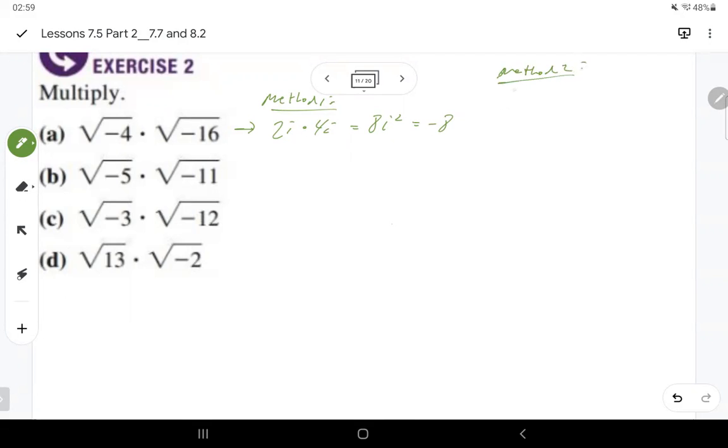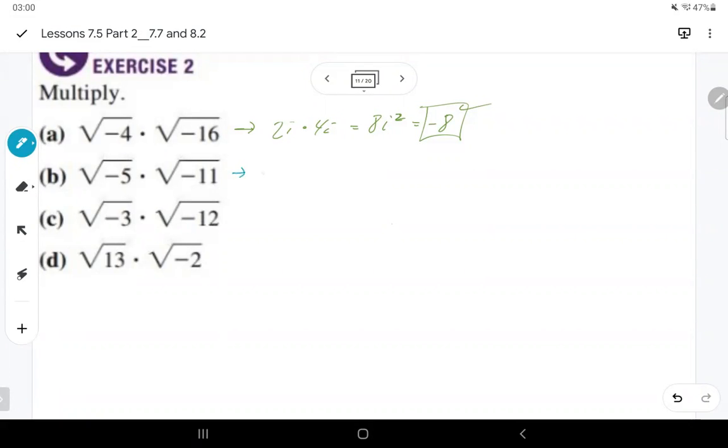A second method would be to say, well, -4 times -16 gives me a +64. Oh yeah, we can't do it that way because then that gets rid of the i. Yeah, we can't do that. We cannot do that. Okay, you have to do it this way. Otherwise you get rid of the squared term or the i term, and that is not okay. So the answer here is -8.